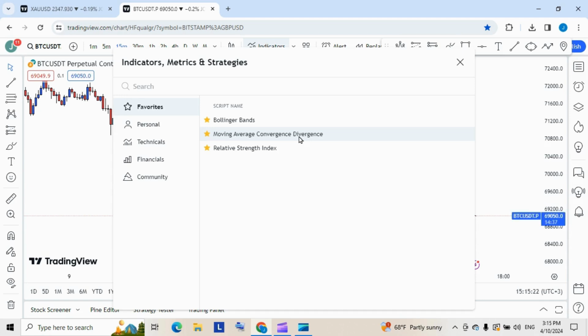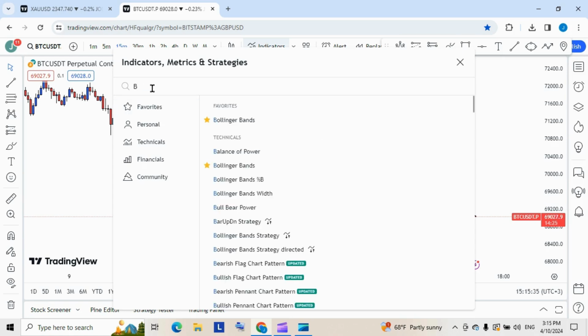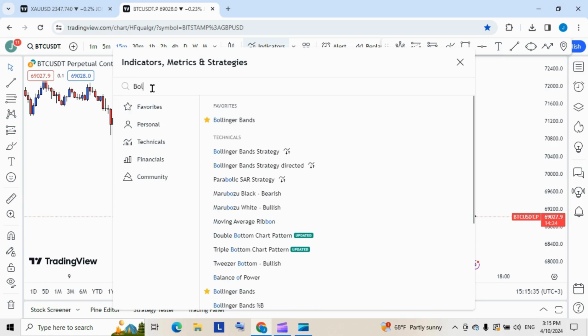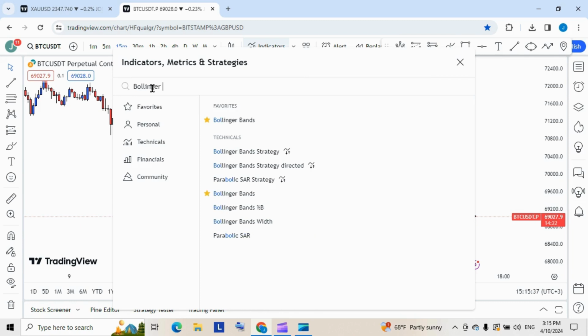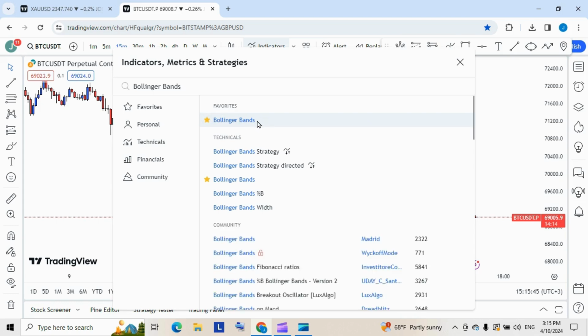All right, so now you have the chart. Okay, you come to chart. You just type Bollinger Band like this. All right, just type Bollinger, and you type bands. So you are seeing it, right? If you want to be using Bollinger Band, you just mark this as favorite, which means it's going to be your favorite indicator.